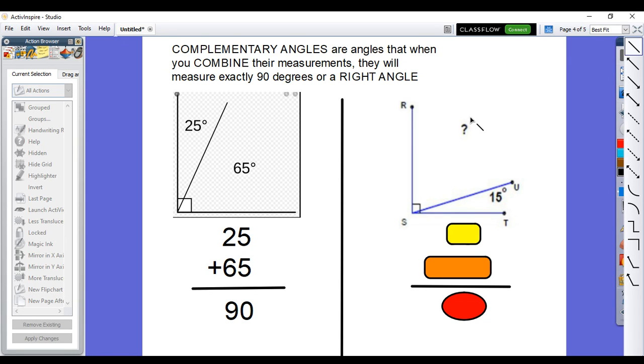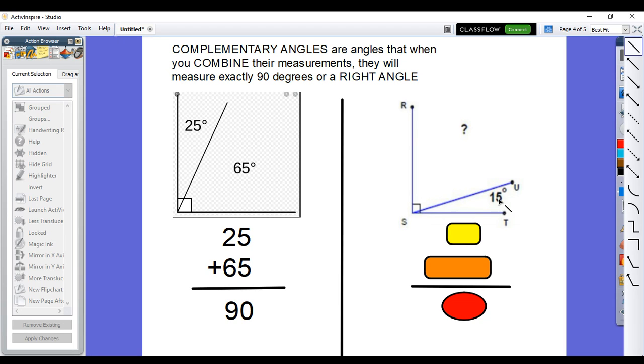So let's talk about this angle. The first thing you see is 15. But do you see anything else? Hopefully you didn't panic and you notice that RST is a what type of angle? It is a right angle. And we know that right angles measure what? 90. So we have enough information to solve this problem.